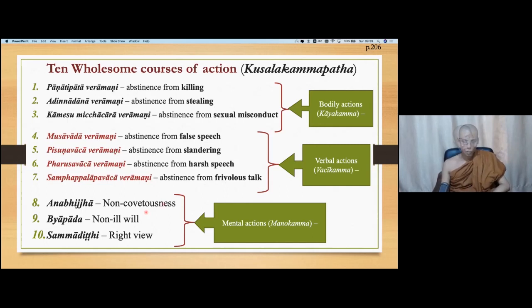meritorious deeds. So in order to identify meritorious deeds, the elders, the Theras, use the 10 bases of meritorious deeds instead of using the 10 wholesome courses of action.